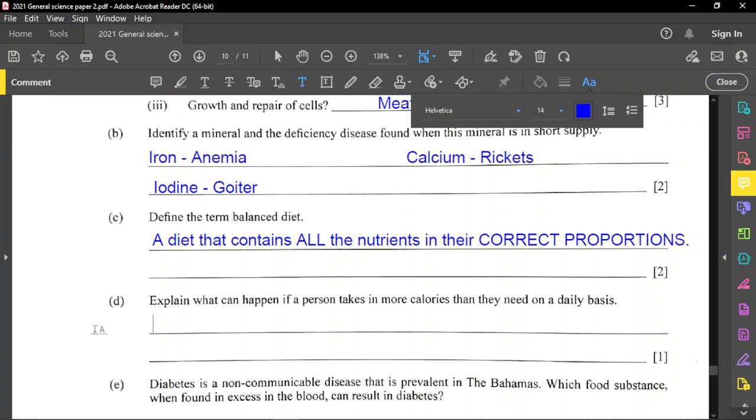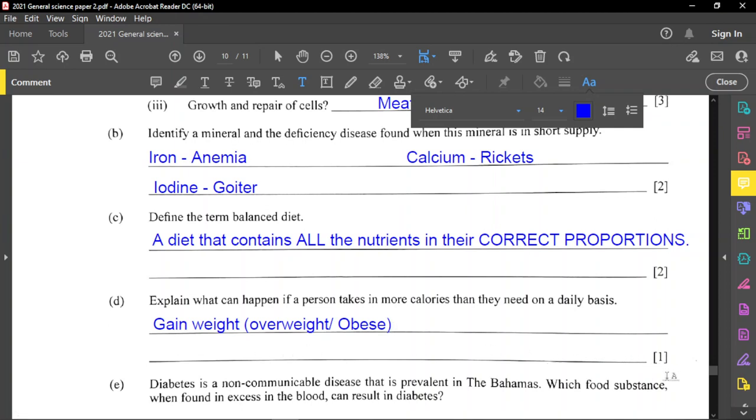All right, so here now, it's to explain what can happen, and it's simple. The person will gain weight, or depending on how much, they can become overweight, more likely going to become overweight, or the person may become obese, all right? So that's that to mention right there.